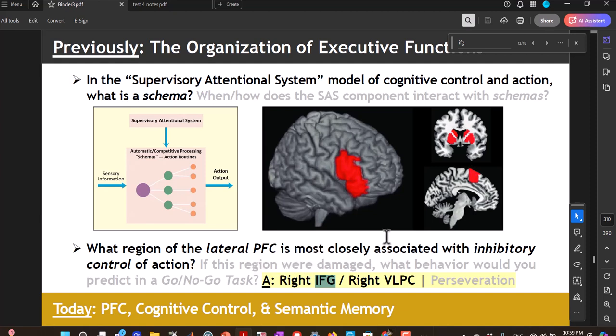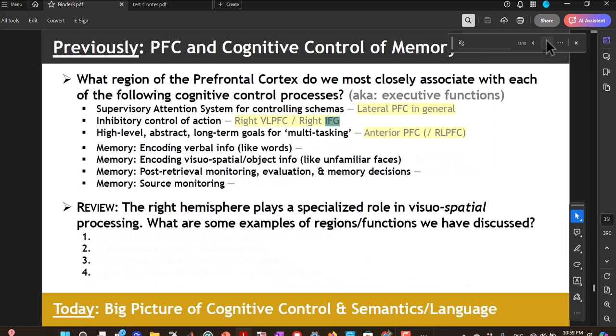And then what behavior would you predict in a go-no-go task? Well, what is the go-no-go task? So let's make sure we know that.